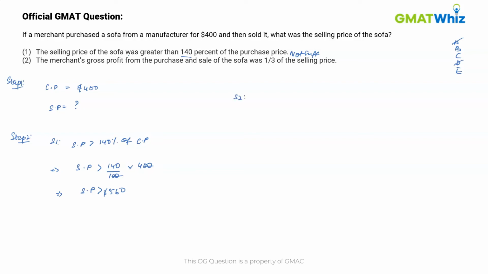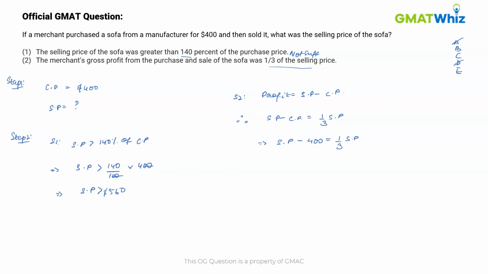In statement 2, we are given that the merchant's gross profit from the purchase and sale of the sofa was 1/3 of the selling price. Now, what is the profit? It is selling price minus the cost price. According to statement 2, this is equal to 1/3 of the selling price. So, we can write SP minus CP equals 1/3 SP. Now, when we substitute the value of CP, which is 400, we get SP minus 400 equals 1/3 of SP.